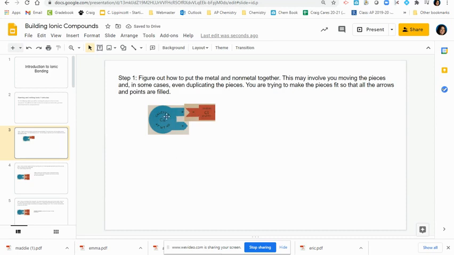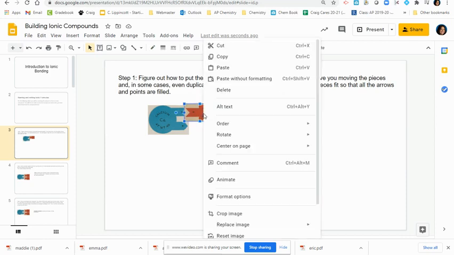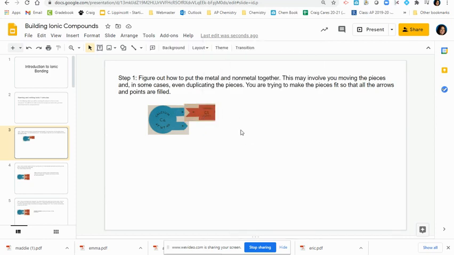So we've got calcium here. Calcium has two arrows here, and we need to try to match that up with the chlorine. Well, the chlorine only has one. So what we're going to have to do is duplicate that piece. And now it will fit in here, and now all of calcium's points are filled.